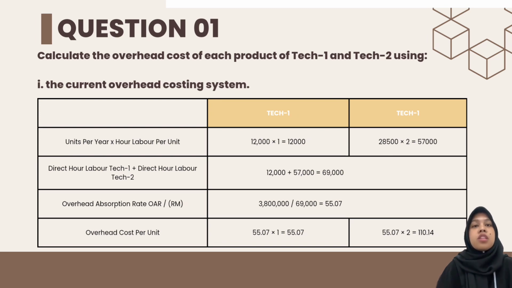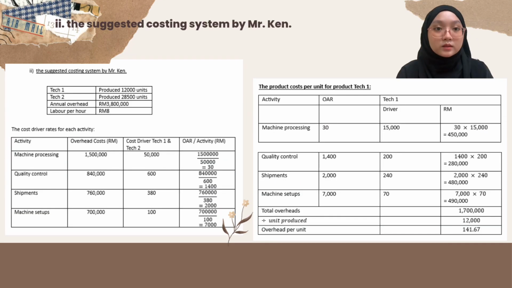After that, we need to use the formula overhead absorption rate, OAR, where we will divide and we will get 55.07. And last but not least, to get the overhead cost per unit, we multiply 55.07 with 1 for Tab 1, while for Tab 2, we multiply it with 2. So the final answer for Tab 1 is 55.07 and Tab 2 is 110.14.